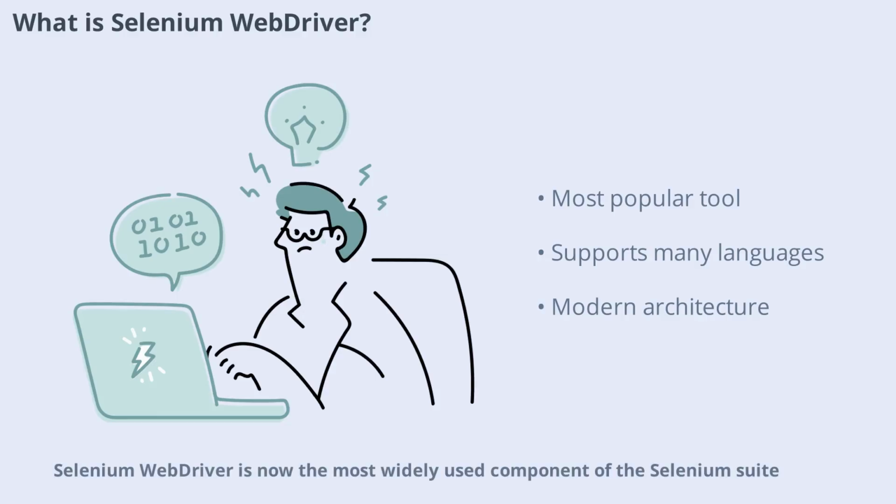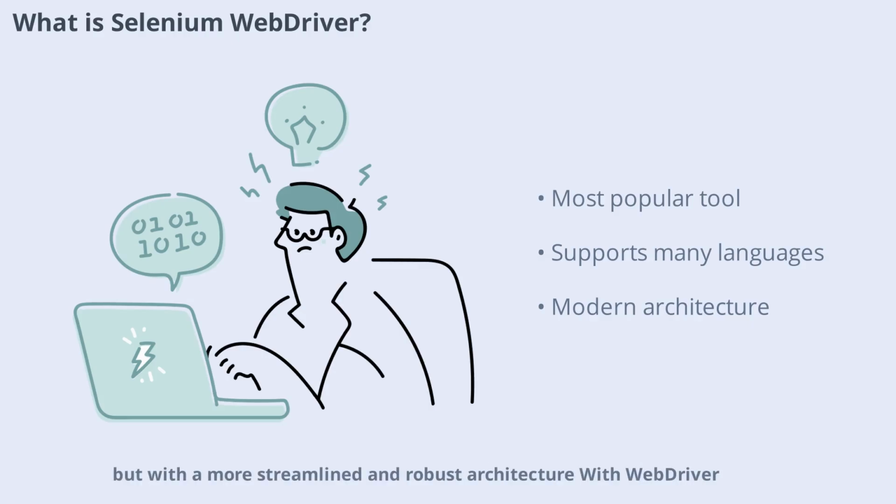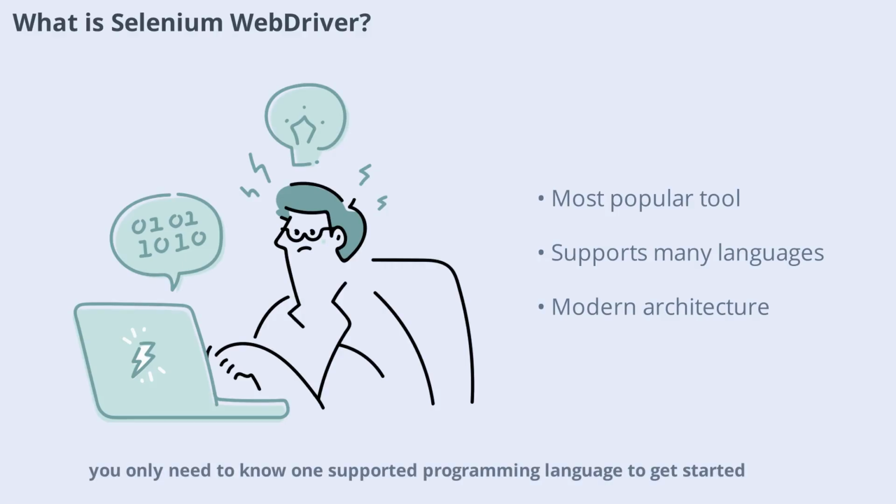Selenium WebDriver is now the most widely used component of the Selenium suite. It supports multiple programming platforms, just like RC, but with a more streamlined and robust architecture. With WebDriver, you only need to know one supported programming language to get started. It's compatible with Java, C, PHP, Python, Perl, and Ruby, making it accessible to a wide range of testers.